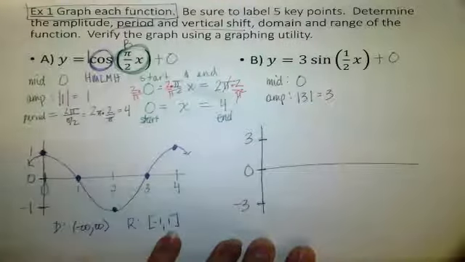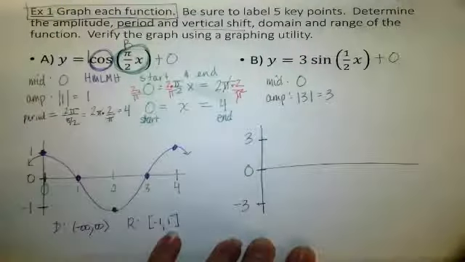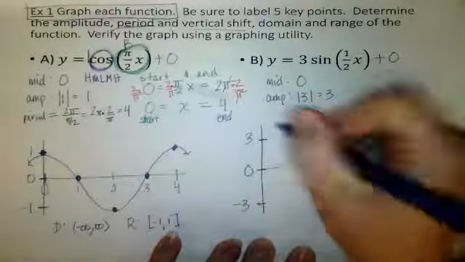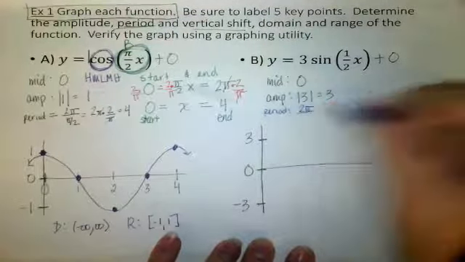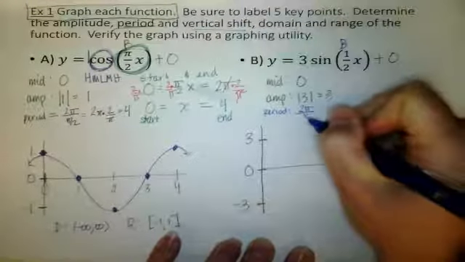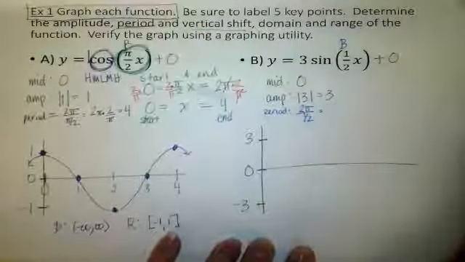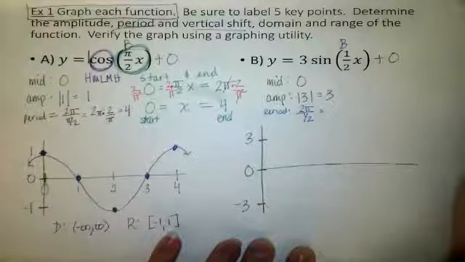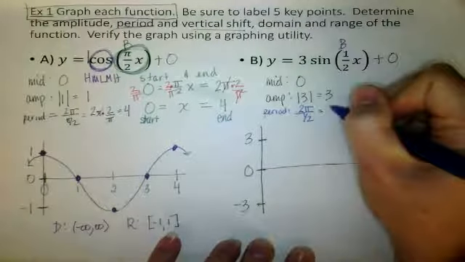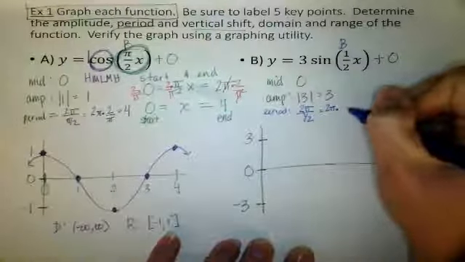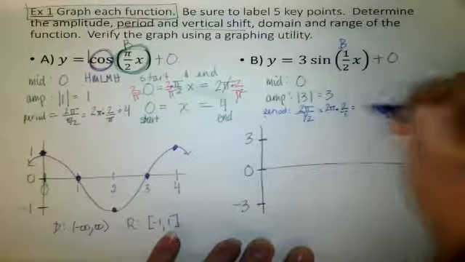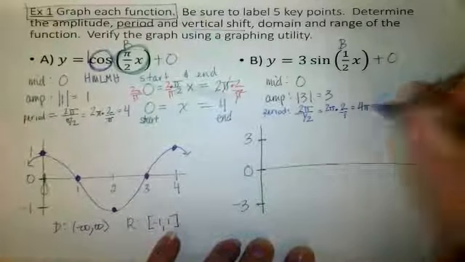Okay, now I want to figure out the period. How do we figure out the period? 2 pi over b, which is 1/2, which I really don't like. What should I do to figure that out? 2 pi, keep change flipped. So times 2 over 1, that gives me 4 pi for the period.